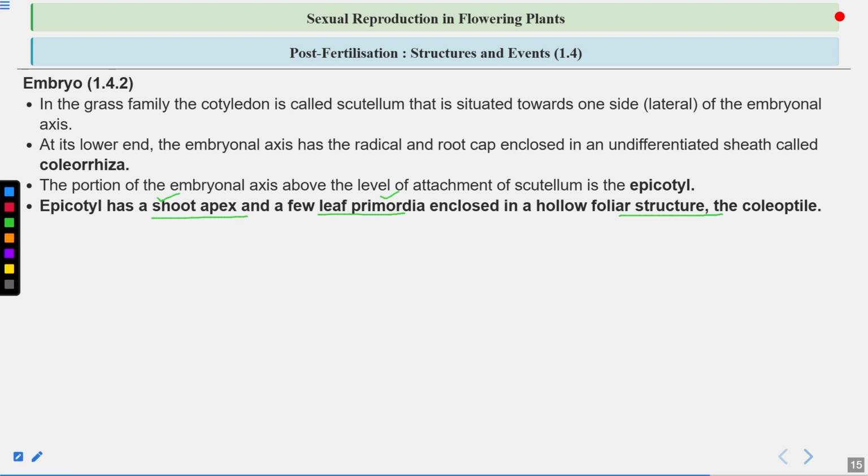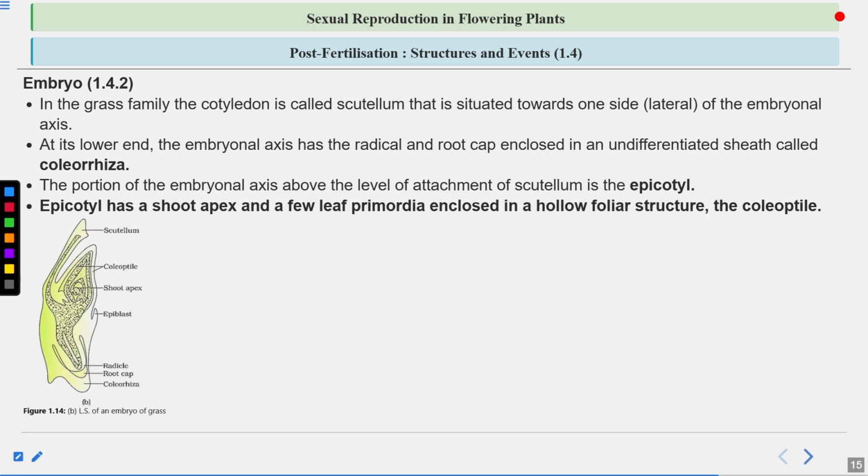Leaf primordia means the cells that form the leaf, and after germination these leaf primordia will form the actual leaf. So these leaf primordia are formed by which structure? Epicotyl. So this is very, very important. These points are very important.